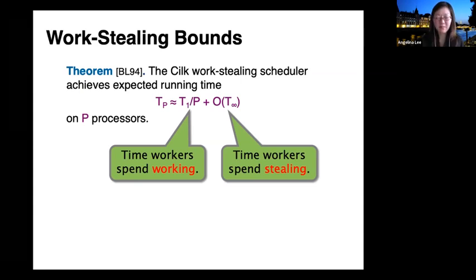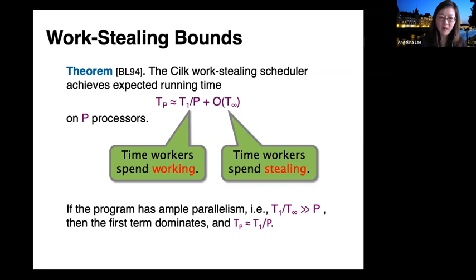And I'm hand waving a bit because I didn't want to get into too much technical detail on the theory part. Now, the thing to know about this bound is that if the program itself has ample parallelism, where the parallelism is defined by the work divided by span, and if the work divided by span is much greater than P, the number of processors you use, then notice that the first term, the work divided by P, dominates.